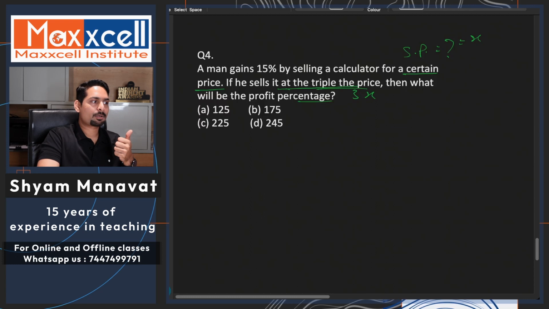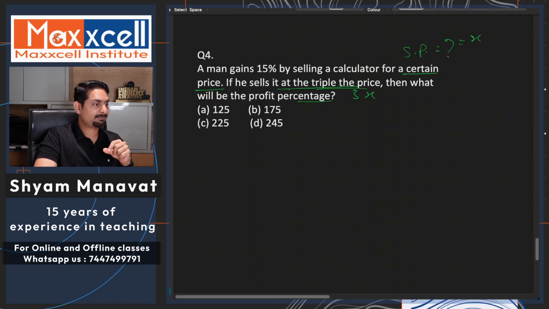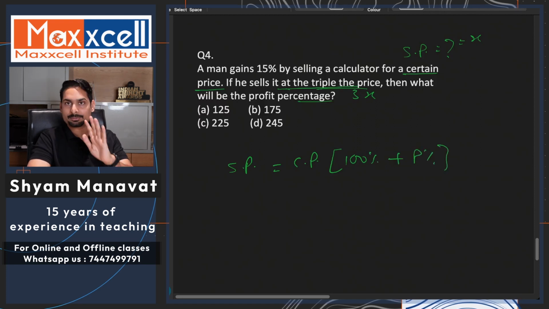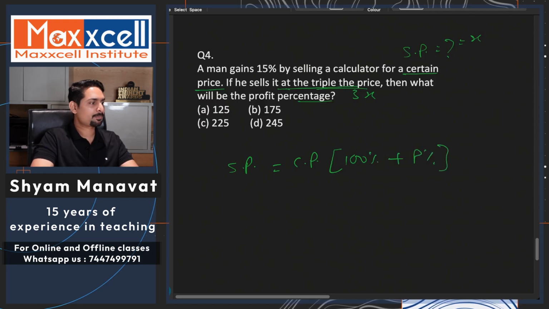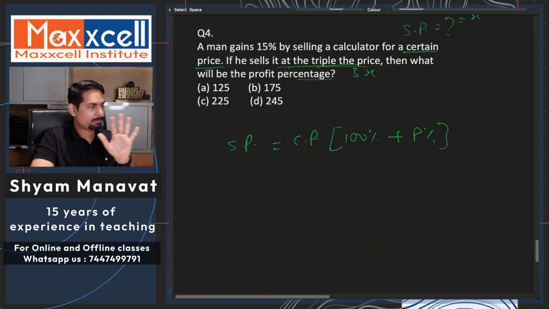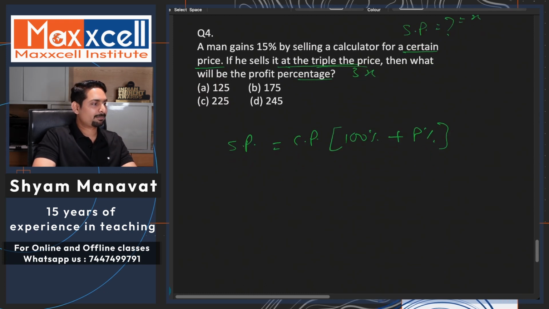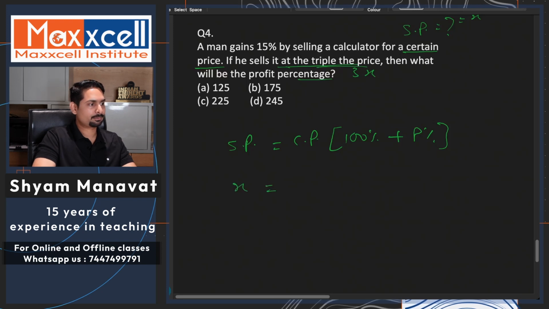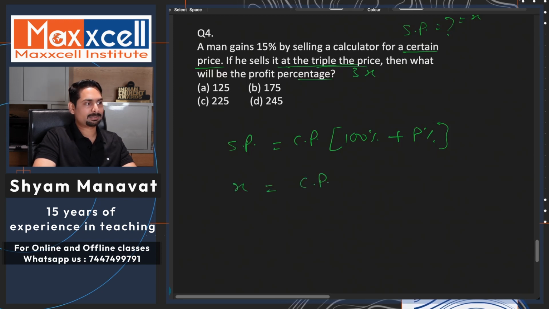Okay. In first case the profit is 15%. So now we know profit percentage is given. Which formula to apply here? Selling price equals cost price into 100% plus profit percent. Don't worry, I'll make sure that you have enough practice questions with me so that you understand and remember all the formulas. Selling price which I have assumed to be x equals initially cost price, which we don't know, into 100 plus 15%, so this will be 115%.